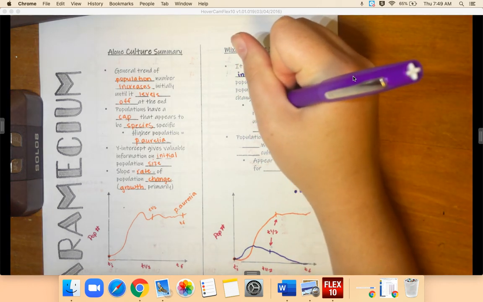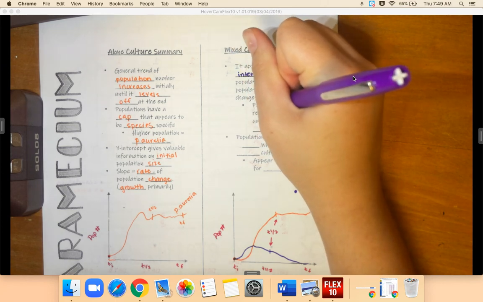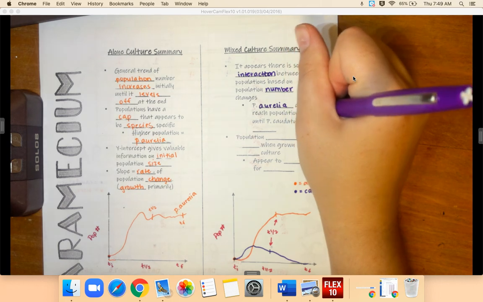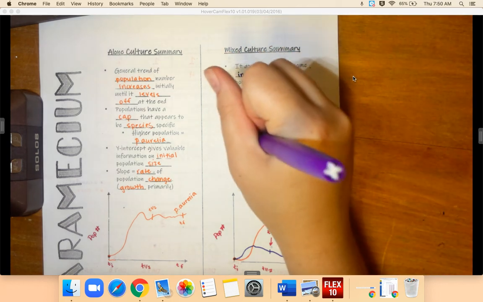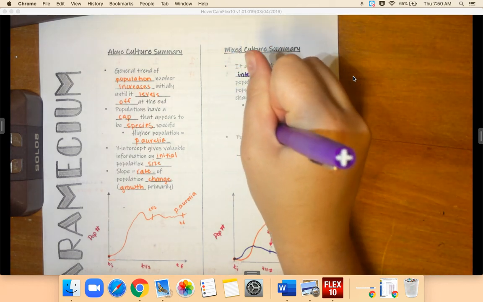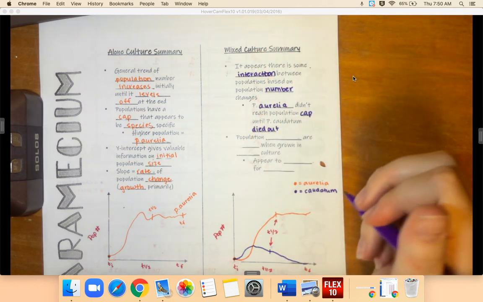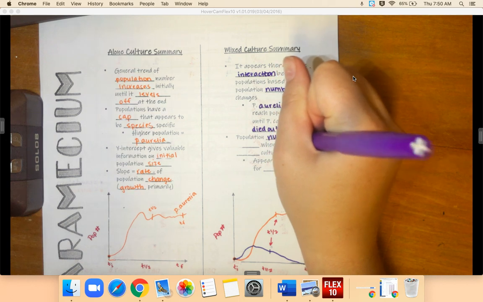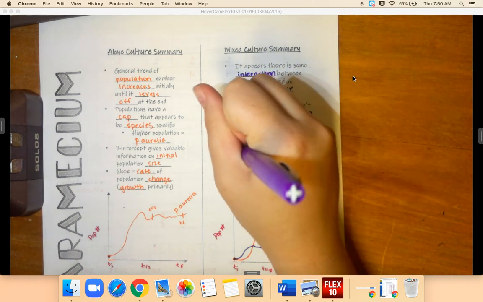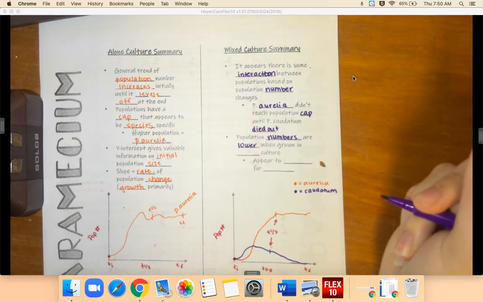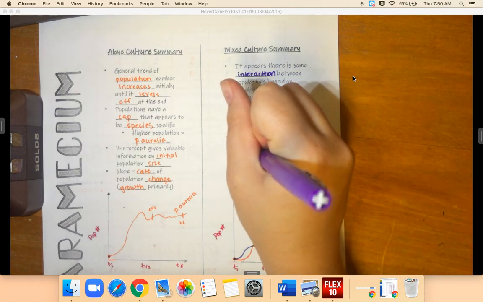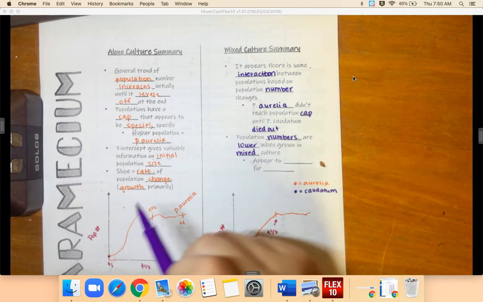So PA didn't reach population cap until the PC died out. Population numbers are lower when grown in a mixed culture. And we could see that from the data that you graphed previously.